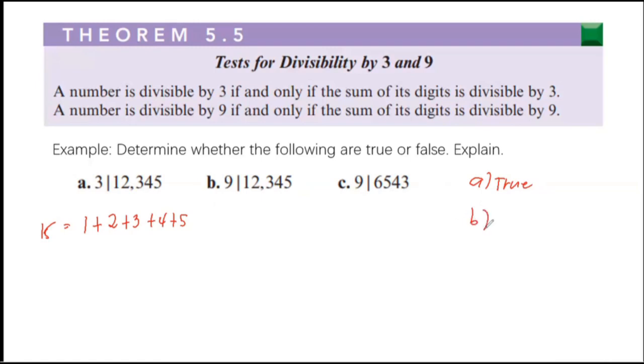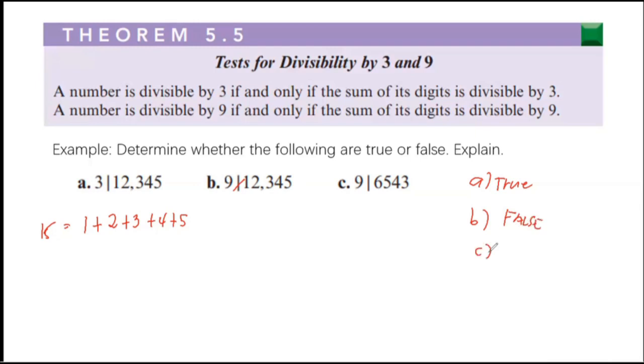For letter B, yung bang 9 ay divisible sa 12,345? Pag kinuha natin yung sum ng digits, each digits ng 12,345, ang sagot natin doon ay 15. And 15 is not divisible by 9. So therefore, 9 does not divide 12,345. Sagot natin ay false.